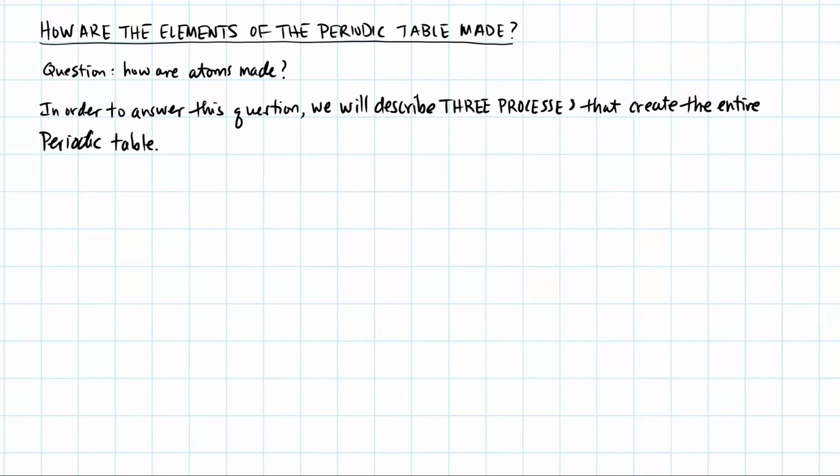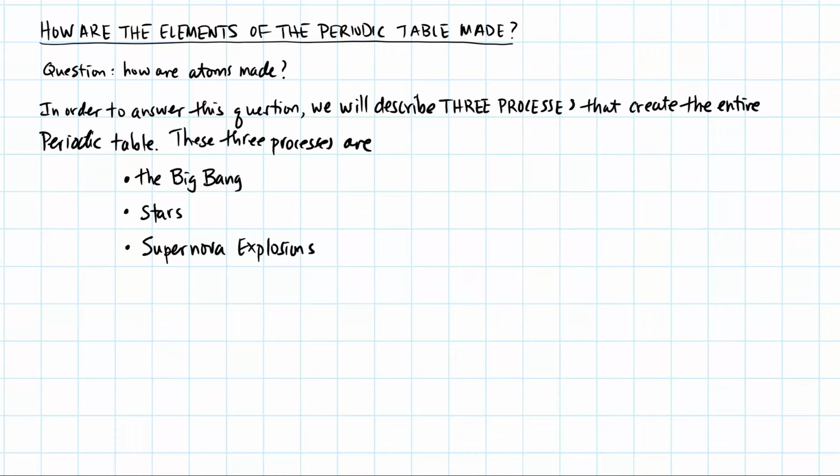In order to answer this question, we will describe three processes that create the entire periodic table. However, it's more complicated than this. So these three processes give you the general idea. In order to really understand that, it is beyond the scope of this course to be able to describe how all of the atoms are made. These three processes are the Big Bang model, stars, and supernova explosions.